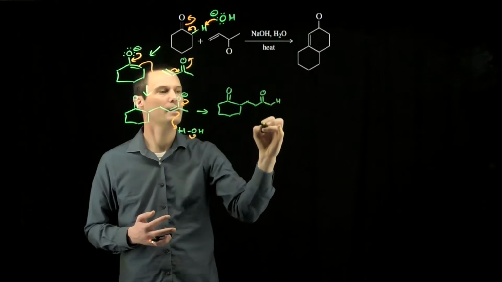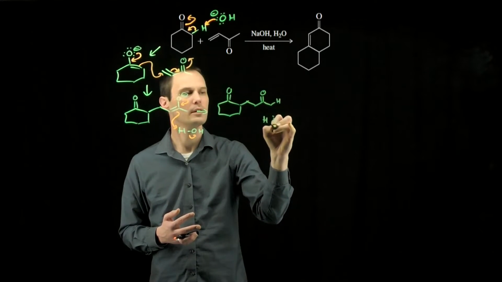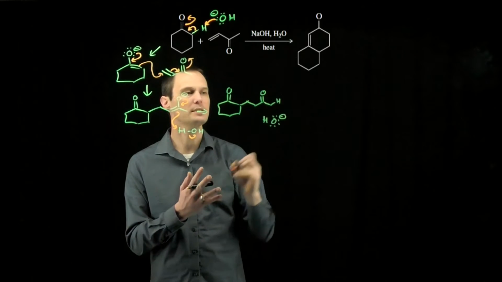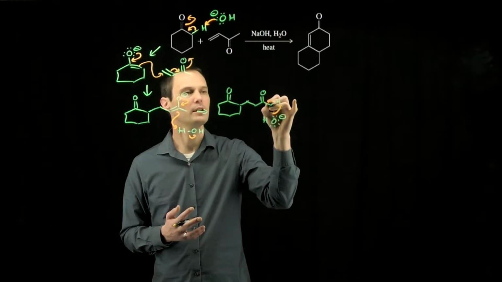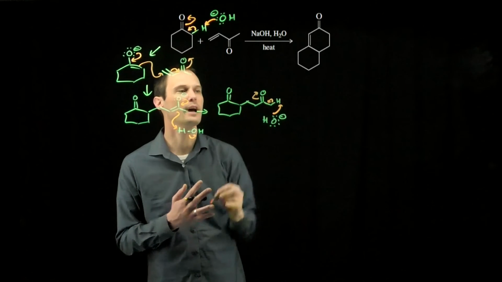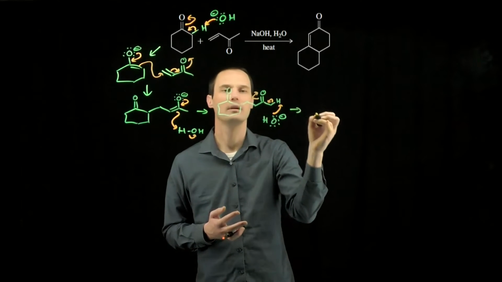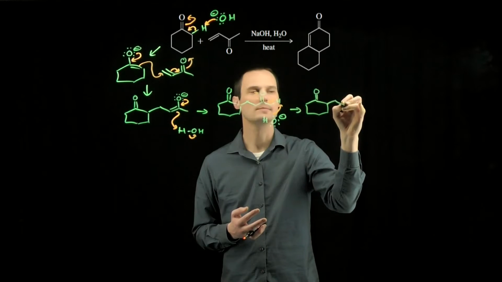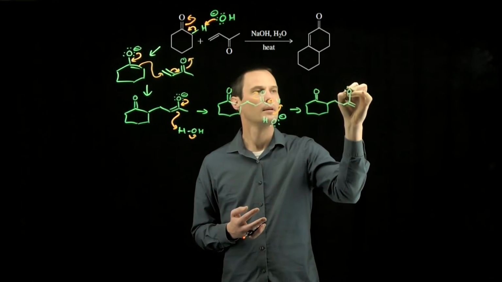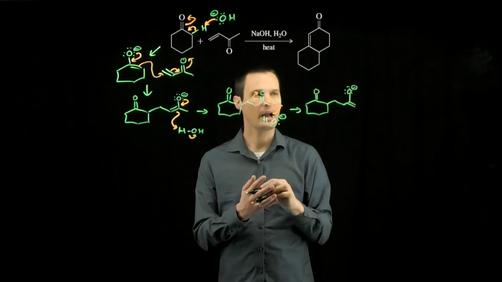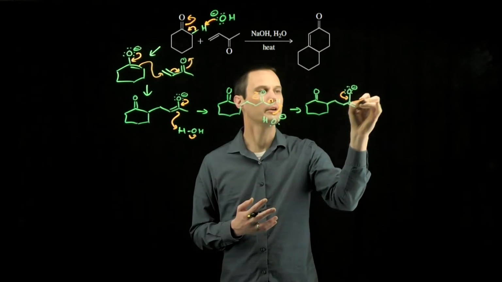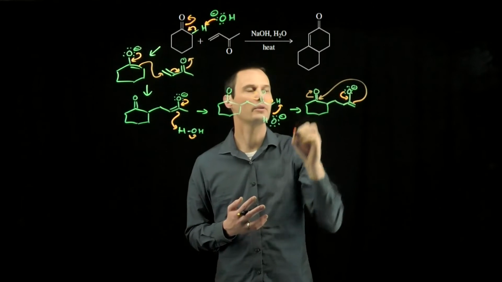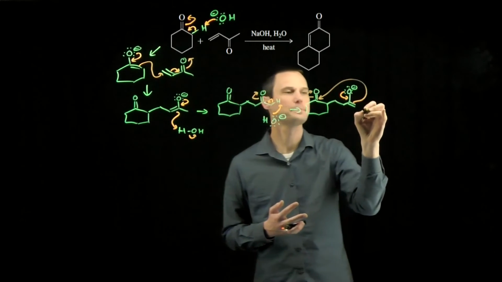This sodium hydroxide can then deprotonate the alpha proton on the opposite side to form an enolate on the other side of the carbonyl. This enolate can now attack our original carbonyl to form our second key carbon-carbon bond.